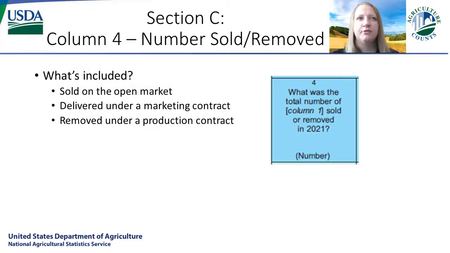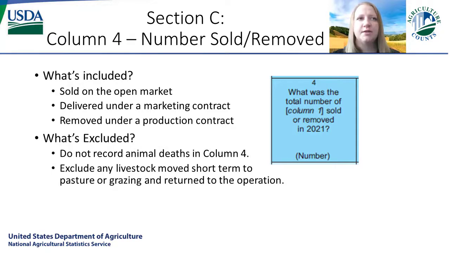In column 4, record all livestock and animal products that were sold on the open market, delivered under a marketing contract, or removed under a production contract from the operation during the year. Do not include animal deaths. They do not add a value to production. Exclude movement of livestock to short-term pasture or grazing and return to the operation.